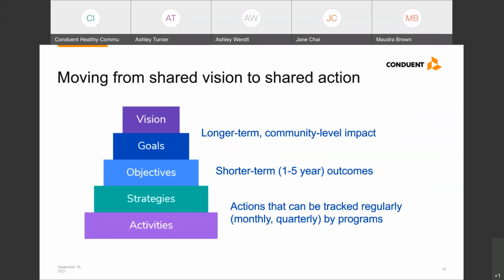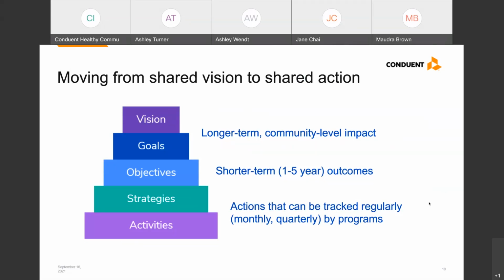Many communities will also name a range of strategies to help guide their activities included in the plan. For instance, a community might indicate that they would like to have a strategy that works at the individual, organizational, community, and policy level. Finally, for each objective, you likely will have another 3 to 5 activities that support those objectives that are tracked more regularly, like monthly or quarterly.